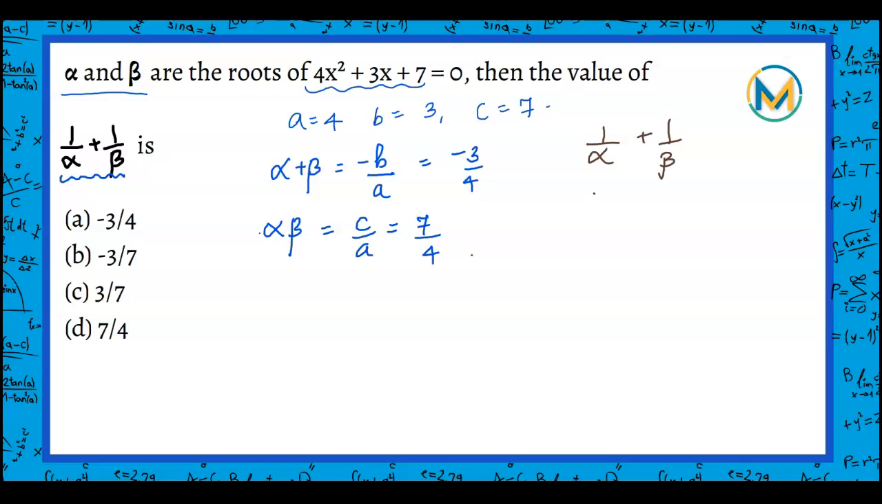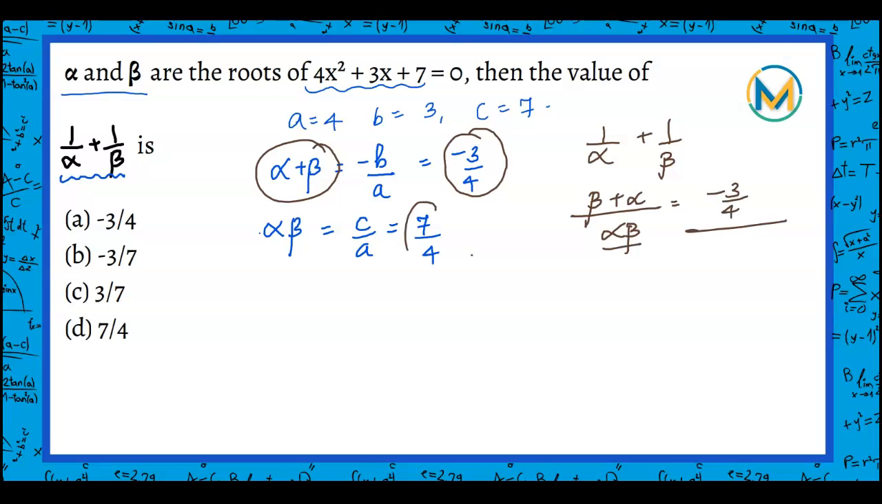We'll take LCM, so it becomes beta plus alpha upon alpha into beta. Beta plus alpha is this, the value is minus 3 upon 4, upon alpha into beta is 7 upon 4, so this becomes 7 upon 4. 4 and 4 get cancelled. The answer remains minus 3 upon 7. So that's option B, minus 3 upon 7.